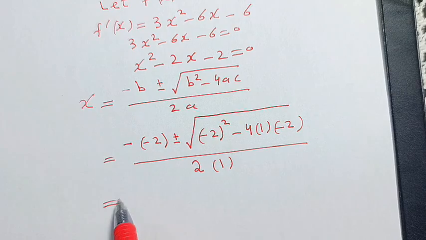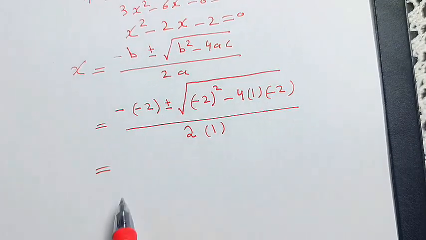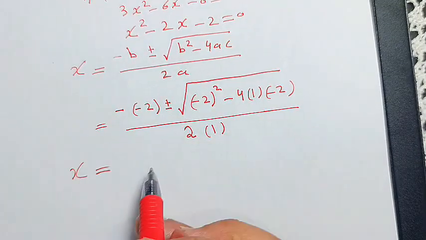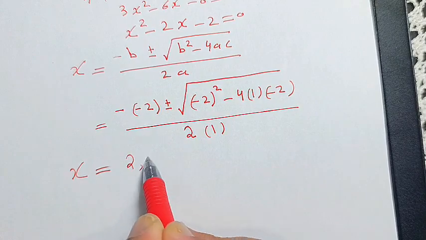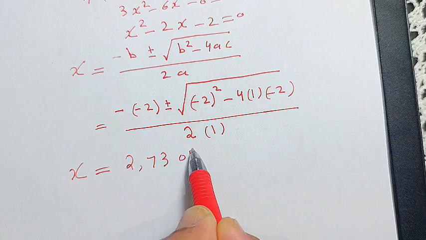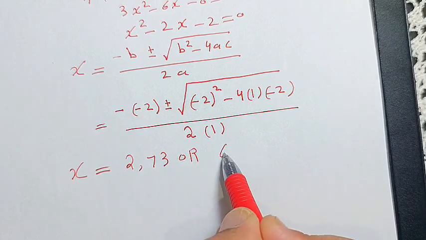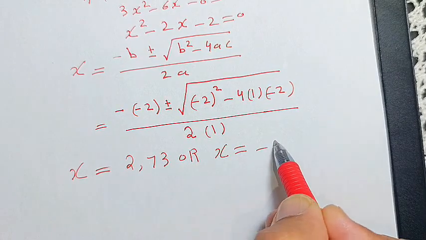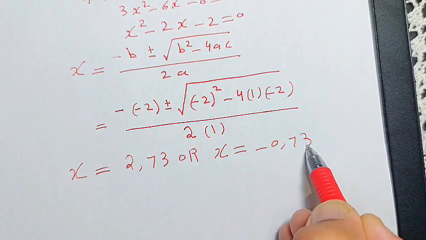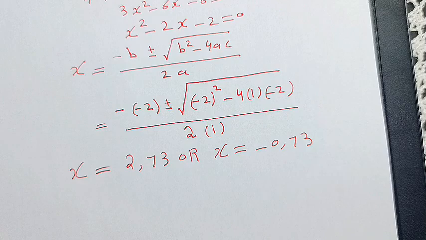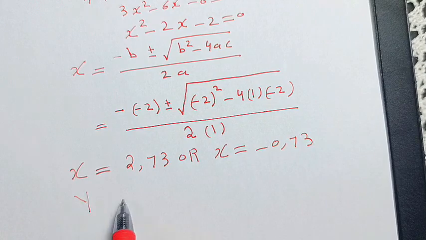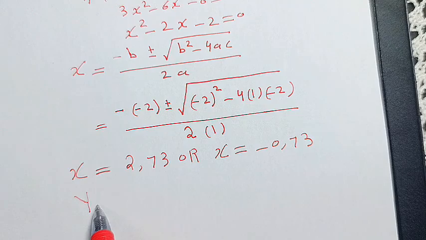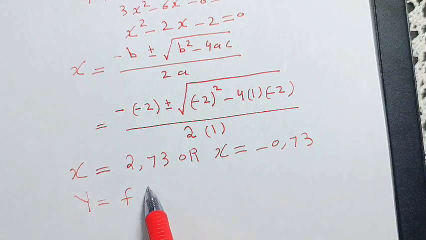Now I'm going to use the calculator. One time you can use the calculator and you will find the answer. x is going to be equal to 2,73, or x is equal to negative 0,73. I'm going to use 2 decimal places. Now we got the x value of the turning point. To find the y value of the turning point, which is y is equal to f of x, you must remember, no? That's going to be f of 2,73.